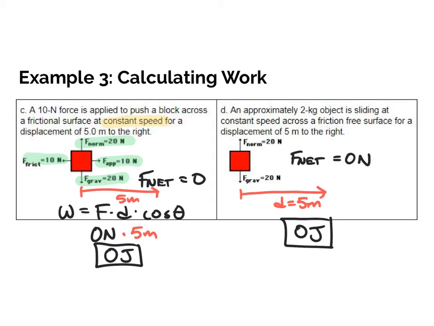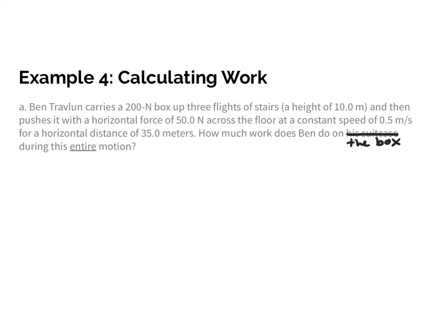And now I want to focus on the difference between adding energy and removing energy. Little typo here, folks, but just kind of putting it all together. Again, we're going to calculate work using those same ideas. It says a traveling worker carries a 200 Newton box up a flight of stairs, which has a height of 10 meters, and then pushes it with a horizontal force of 50 newtons across the floor. And then I want to know how much work does he do during the entire motion. So imagine here there's a box at the bottom of the stairs. He's going to climb up.